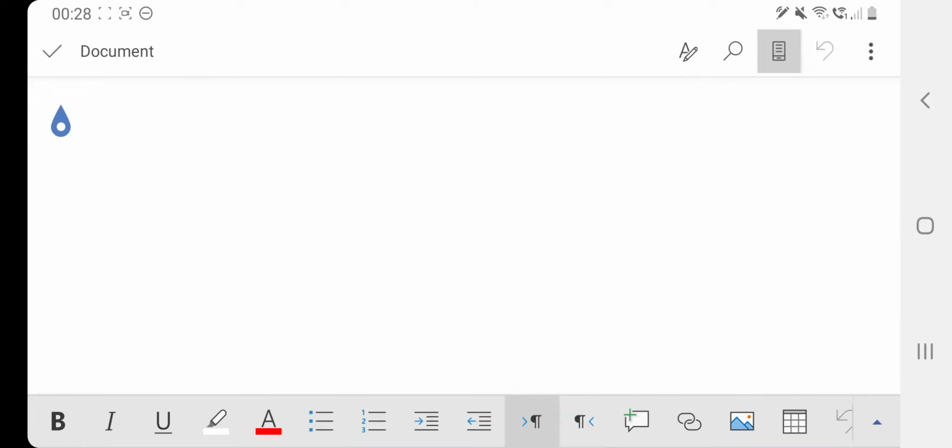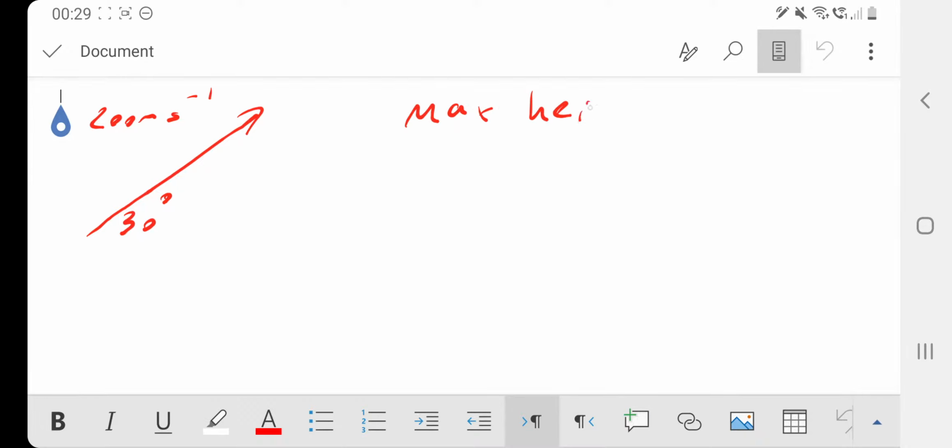Hi there. What I want to do now is just do an example question for projectile motion. The example question is simply a projectile that's fired at an angle. Let's say that the angle is 30 degrees from the horizontal. Let's give it a velocity of 200 meters per second. And let's calculate a couple of things. Let's calculate the maximum height that's been reached. And then we'll do the time of flight and the range, but let's deal with the max height first.